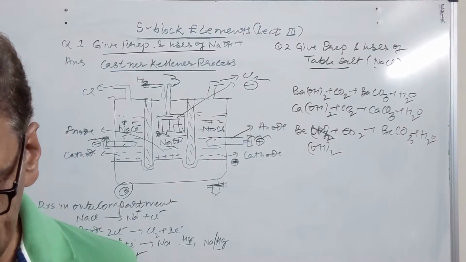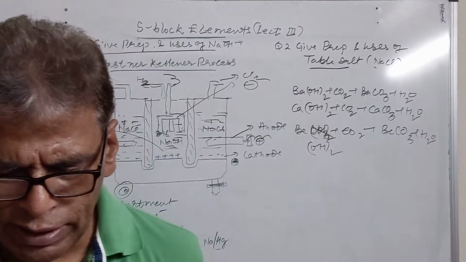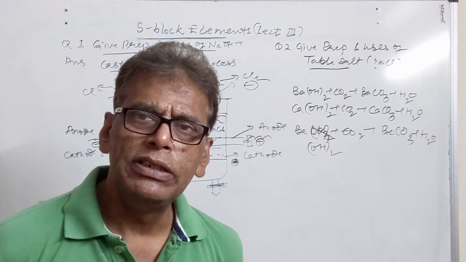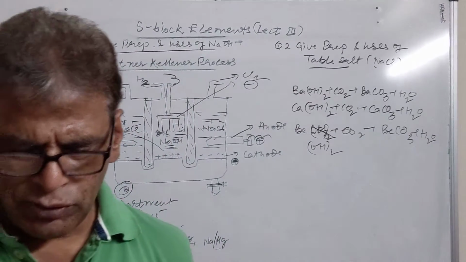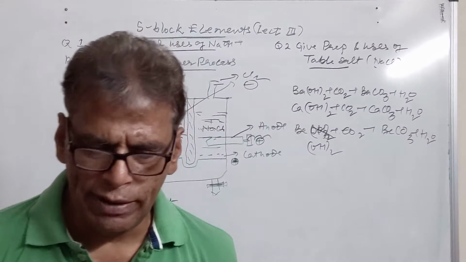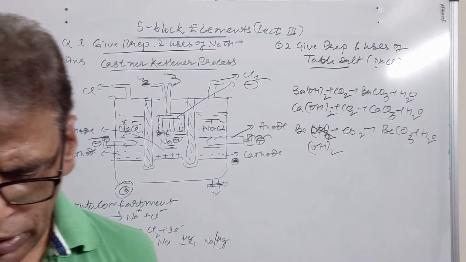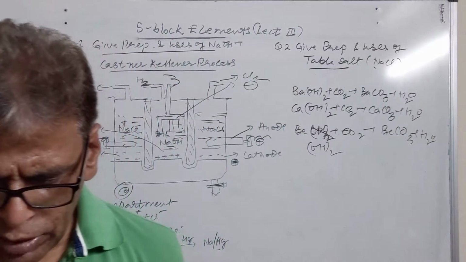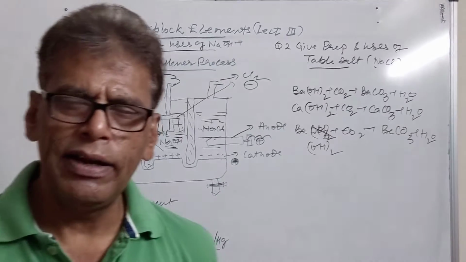Uses of magnesium: it is used in metallurgical operations as a deoxidizer. It is used as a reducing agent in the preparation of Grignard reagent, which is a source of a number of organic compounds. Uses of calcium: it is used as a reducing agent. It is used to remove sulfur from petroleum, and it is used in the preparation of vacuum apparatus.